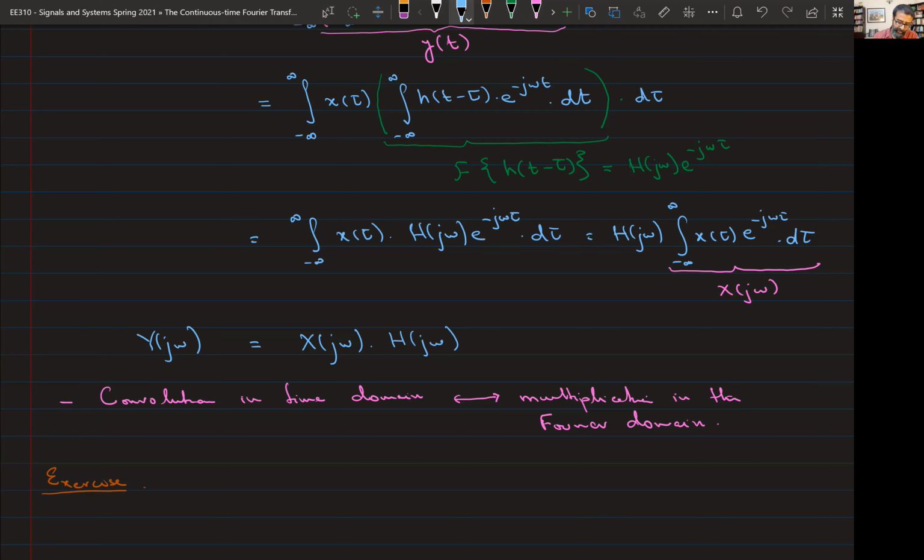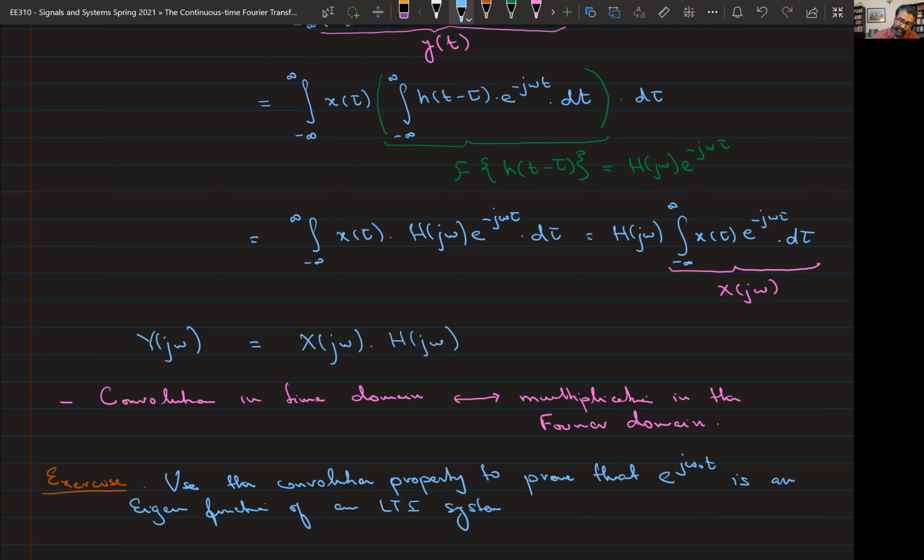Right. So use the multiplication or the convolution property, actually, the convolution property to prove that e raised to power j omega naught t is an eigenfunction of an LTI system.